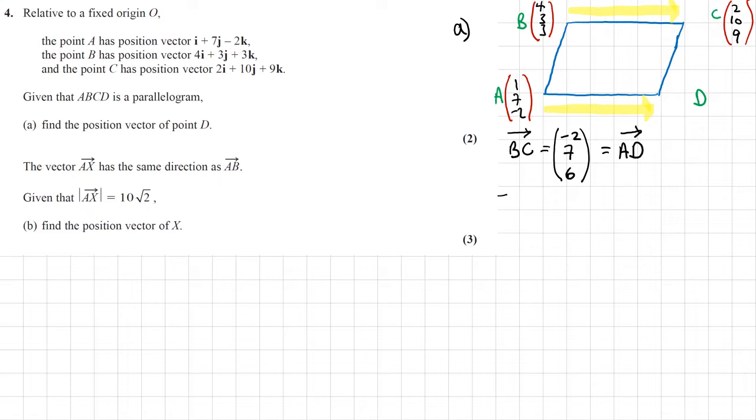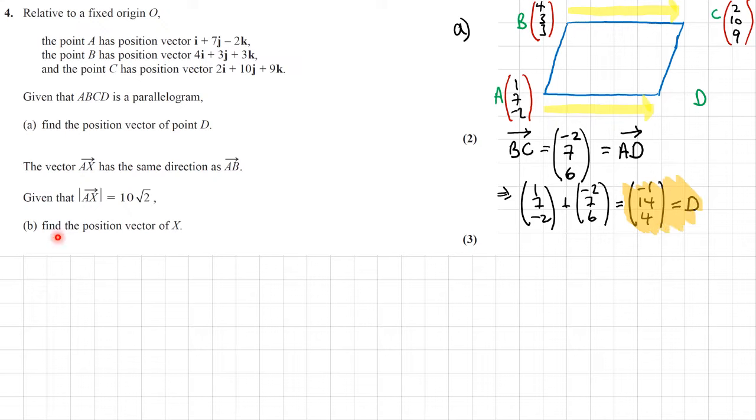So if I now take my point A, 1, 7, minus 2, and add that displacement, minus 2, 7, 6, that will give me point D. And that's going to be 1 minus 2, which is minus 1, 7 plus 7, which is 14, minus 2 plus 6, which is 4. So that is the position vector of D relative to the origin: minus 1, 14, 4.